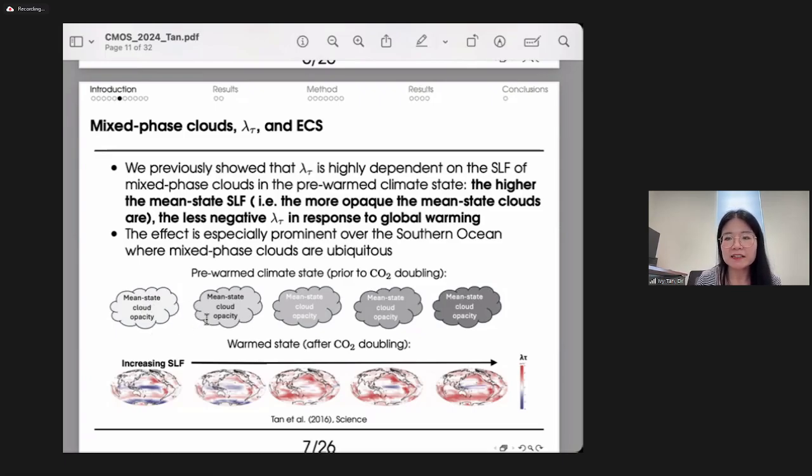When mixed phase clouds in the pre-warmed state are optically thinner, in other words they have low SLFs, which is shown by the clouds being whiter going towards the left in the top row, the cloud optical depth feedback parameter, lambda sub tau, in response to global warming, shown in the bottom row, becomes increasingly more negative, shown by these darker blue colors. And as the clouds get optically thicker in the pre-warmed climate state, going from left to right here, lambda sub tau also becomes less negative, especially in the extratropical regions, including the Southern Ocean, where mixed phase clouds are ubiquitous.